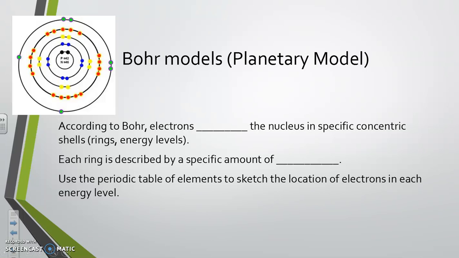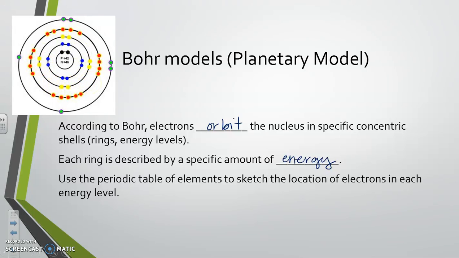But then this guy, Niels Bohr, came along and said, hey, protons are on the inside with the neutrons, and the electrons go around the outside in these nice, pretty little energy levels. So they actually orbit the nucleus, kind of like the planets orbit the sun. In his model, he says that each ring is described by a specific amount of energy, and that these energy levels are distinct and separate. The electrons stay in these energy levels, and they don't really go anywhere. They just go around and around.